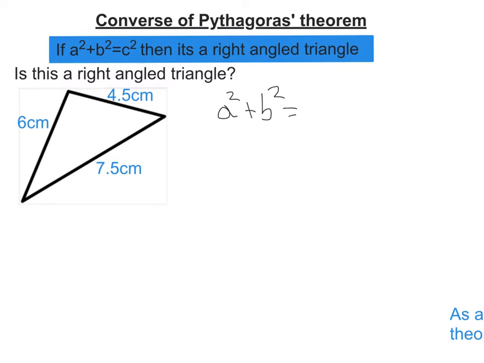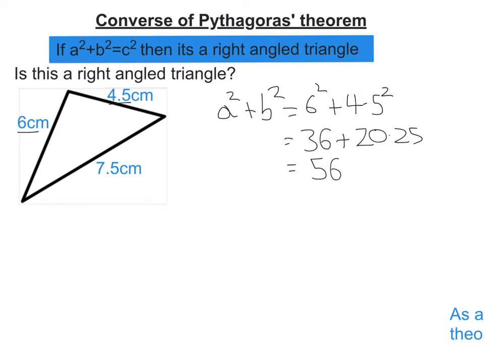So a squared plus b squared, well, a and b are your short sides in your triangle, so 6 and 4.5 are the two shorter sides, so 6 squared plus 4.5 squared. So I square those numbers and we're going to get 36 plus 20.25, and then I add those two together, 56.25. Now we're hoping that if we take the longest side, c, which is 7.5, and square that, we should get the same. And in this case, we get 56.25. So as a squared plus b squared equals c squared, then we've got a right-angled triangle.